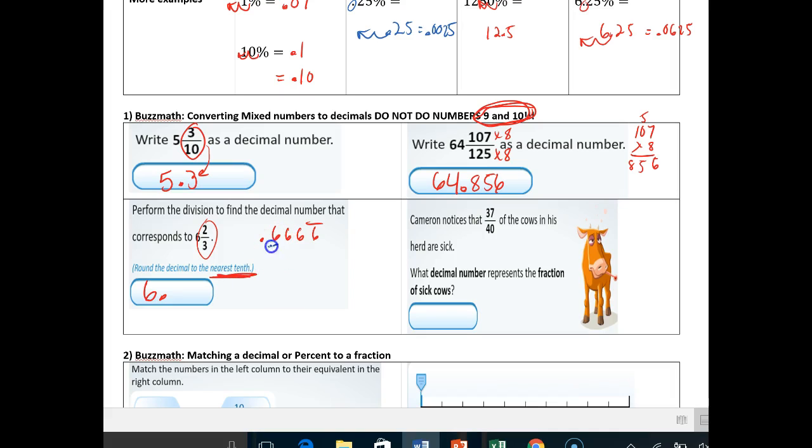What place value is the tenth? This is the tenth place value. So I look at this number. Does it tell me to round up to 7 or stay the same at 6? It tells me to round up. So this should be 0.7 and everything else would turn into a 0. So 6.7 is your answer.